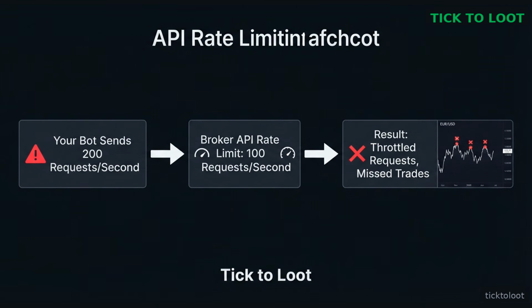Then, program your bot to respect those limits by adding pauses, batching requests, or using a queue system. You can also monitor the API response codes in real time and log any rejections, so you know exactly when the limit was hit. By staying within the broker's API boundaries, you ensure smoother execution, accurate risk control, and a healthier relationship with your broker's platform.